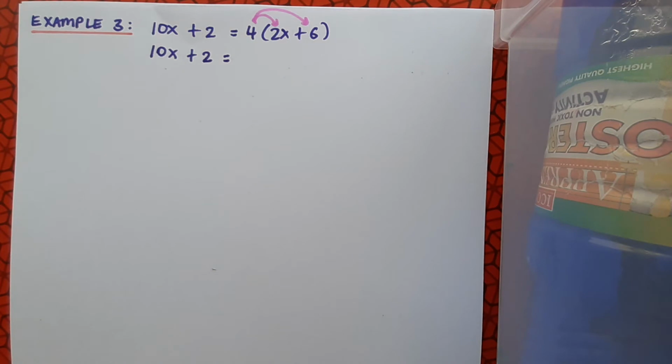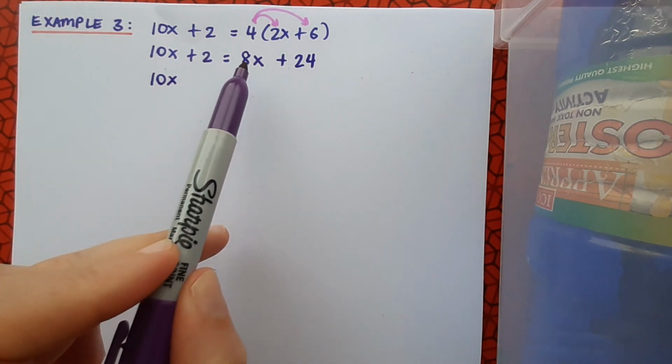So the 4 outside the bracket will have to multiply by both terms in the bracket. So 4 by 2x will give 8x. And then 4 by plus 6 is going to give me plus 24. Okay, so again, separating out the like terms, x is to the left, constants to the right. 10x is already on the left-hand side, so it can just stay put. This 8x is going to move across.